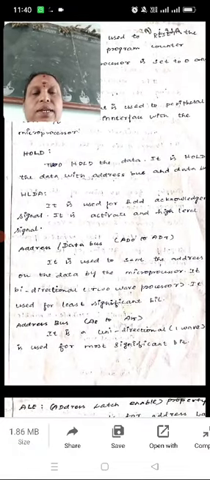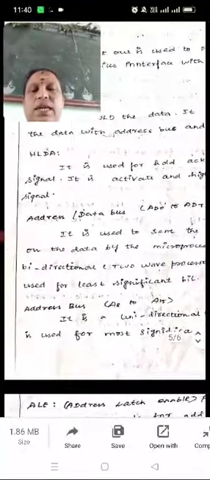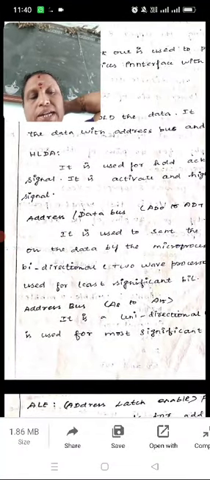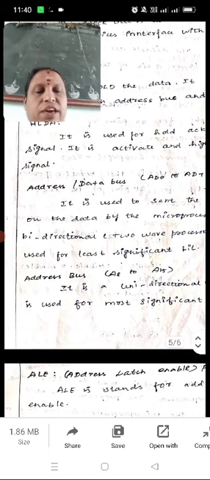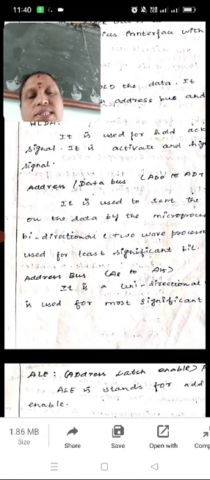Address and data bus. AD0 to AD7 is the address and data bus. It is used to send the address and the data by the microprocessor. It is a bidirectional bus. It is used for the least significant bits. Address bus A8 to A15 is unidirectional. It is used for the most significant bits.